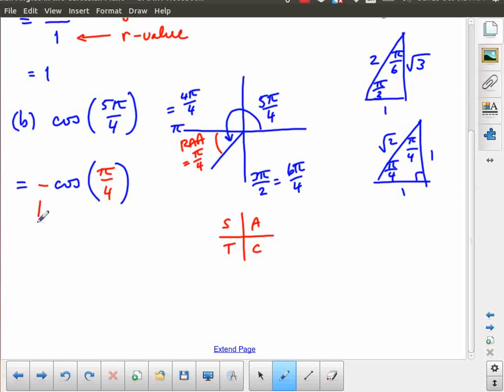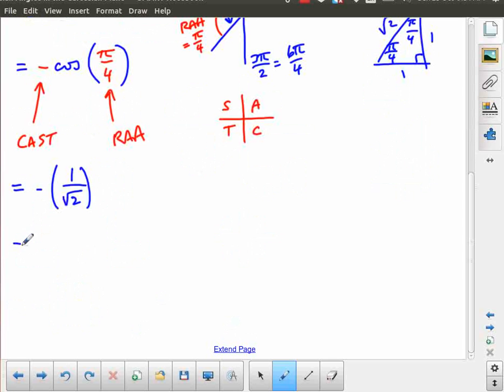So this part comes from the cast rule, and this part is my related acute angle. And now I keep that negative in front, but now I look, well, what's the cosine of pi by 4? Cosine of pi by 4 is adjacent over hypotenuse from this special triangle. Adjacent over hypotenuse is 1 over root 2. And so I would probably finish off by writing this as negative 1 over root 2.